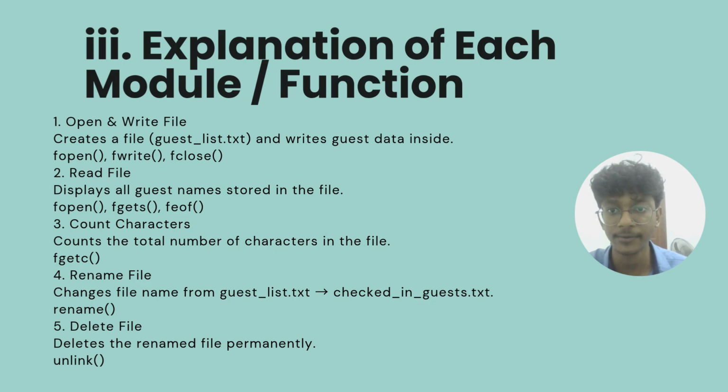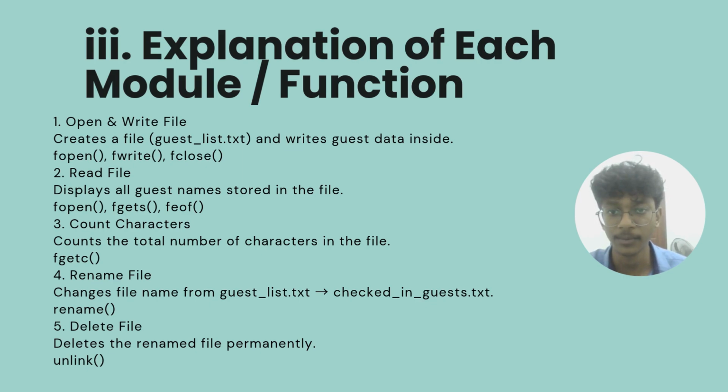First one, open and write file, creates a file guest list.txt and writes guest data inside: fopen, fwrite, and fclose. Second is read file, displays all guest names stored in the file: fopen, fgets, and feof. And third, count characters. Count the total number of characters in the file, fgetc, which means they count the number of total letters.